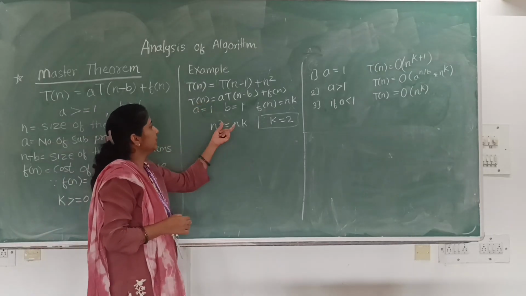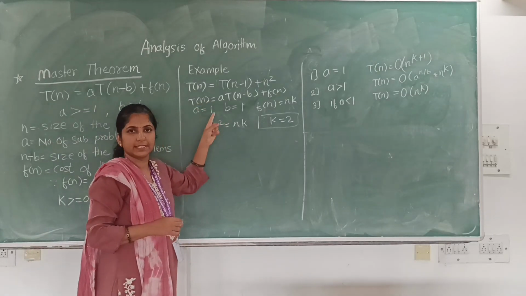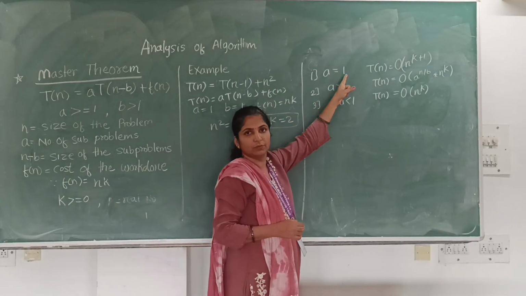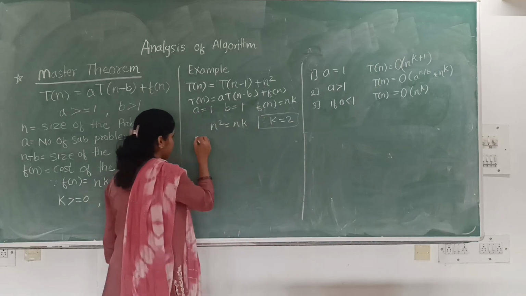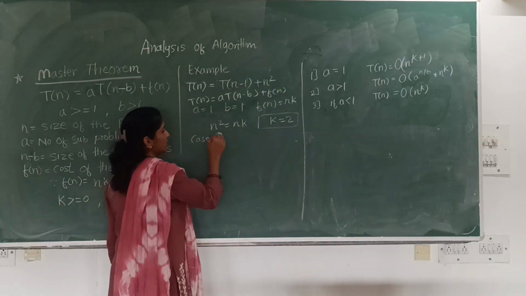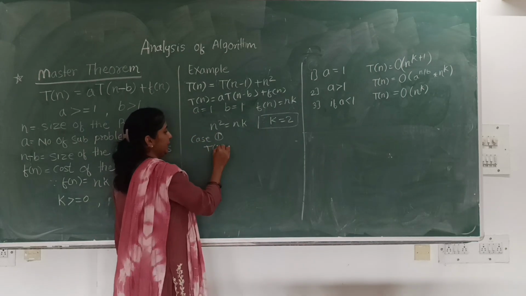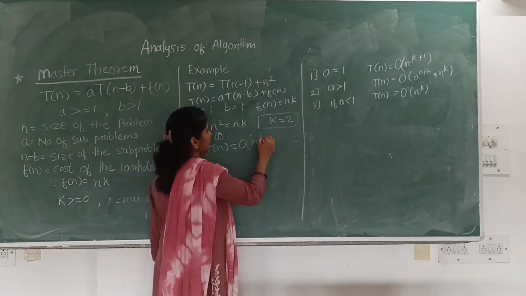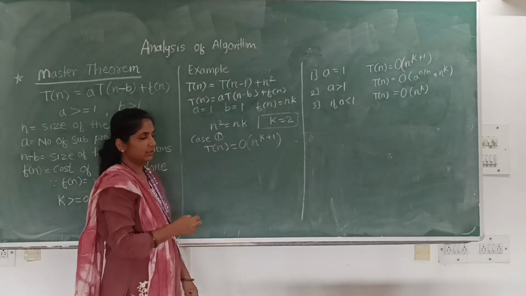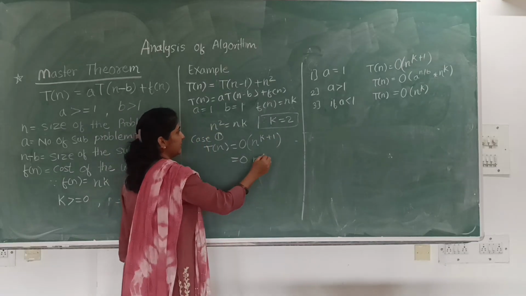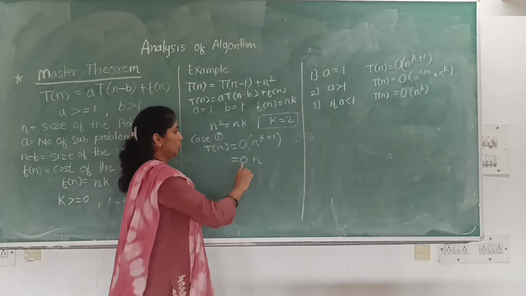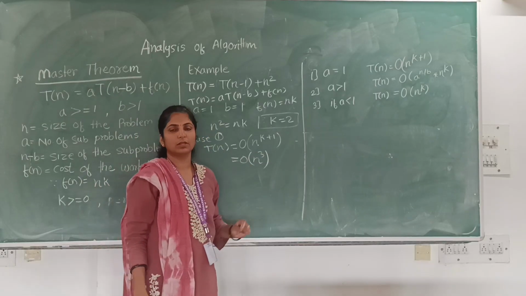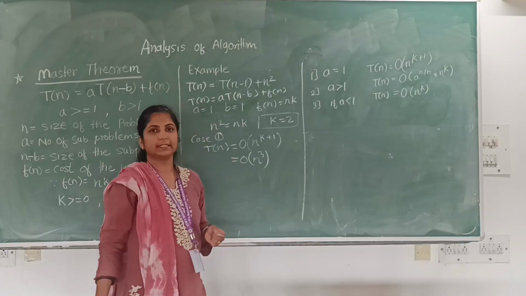Now we will check with our parameter a is equal to 1. Here case 1 is satisfied. So now we can write T of n is equal to big O of n^(k+1). So what is the value of k here? The value of k is 2. 2 plus 1 is 3. So this is how we can solve master theorem for decreasing function.